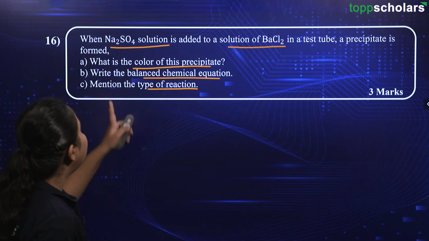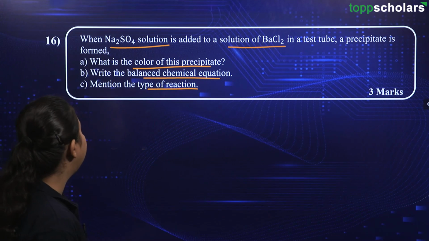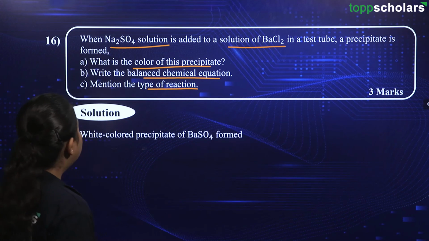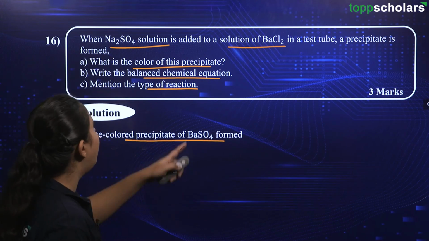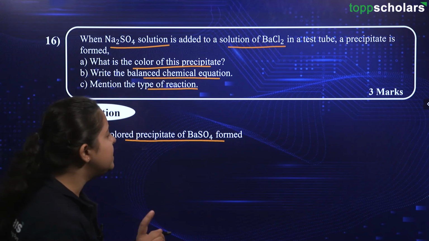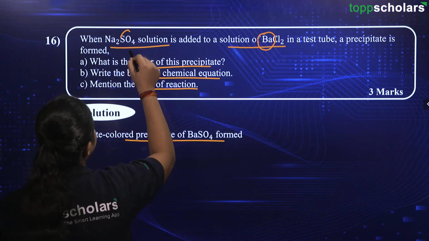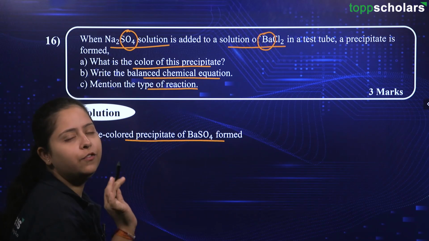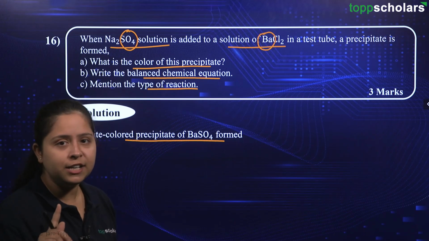So first of all, we are adding Na2SO4 to the solution of BaCl2. Let us write over here. So a white color precipitate should be formed and that should be of BaSO4. Now just have a look over here. This Ba part is combining with this SO4 part. Hence we are forming BaSO4. So this is again a displacement reaction as well.